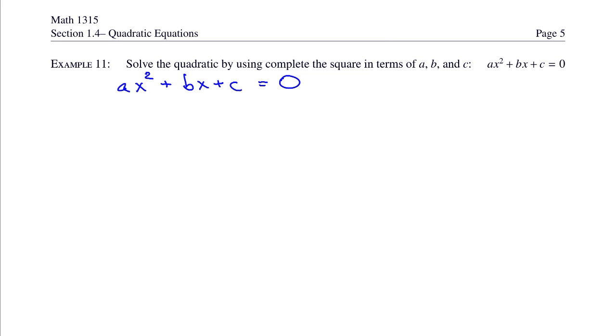We have a lead coefficient of a, so I'm going to factor out a from the first two terms. So we have a times x squared, and then to figure out what comes next, we ask ourselves, what times a gives me b times x? And that would be b over a times x. And you can check that by redistributing. A times b over a is b, and then of course there's the x.